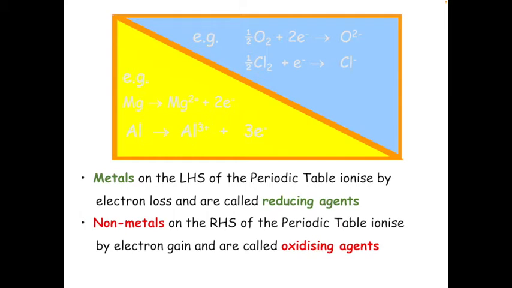Metals on the left hand side of the periodic table, they ionise so they become ions by electron loss, so they must be called reducing agents because they're oxidised themselves. And non-metals on the right hand side of the periodic table ionise by electron gain, so they're gaining electrons, so they're reducing, so they must be oxidising agents.